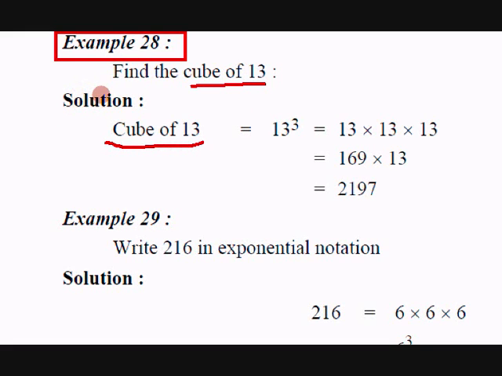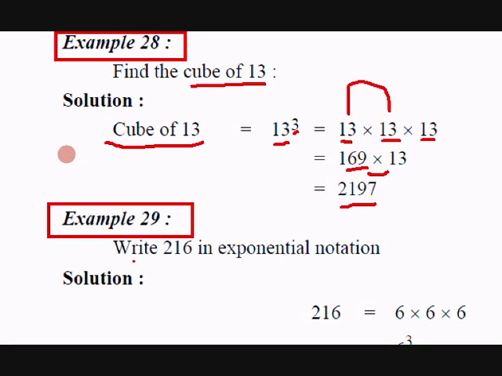How do we represent the cube of 13? Base 13, and the exponent is 3. That is 13 to the power 3. How do you denote that? 13 into 13 into 13. 13 13s are 169. When you multiply 169 with 13 again, you get 2197.